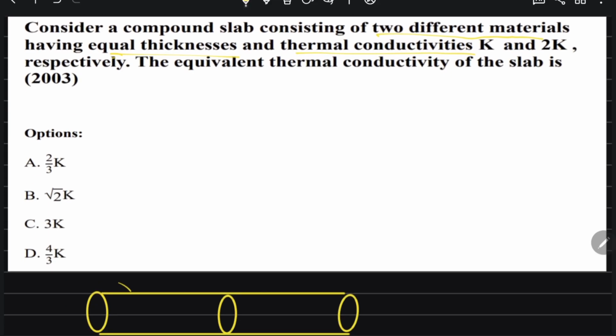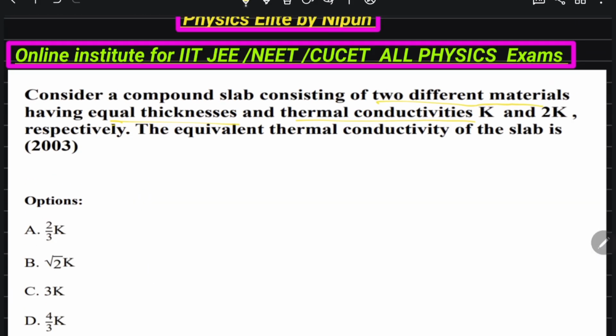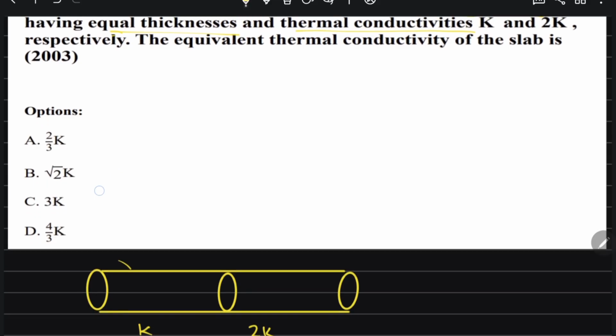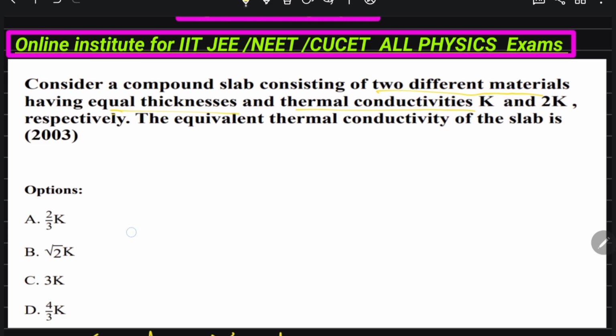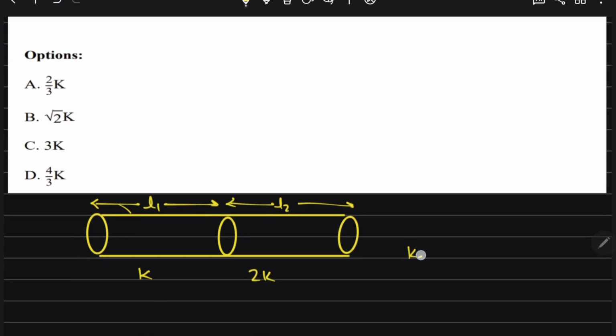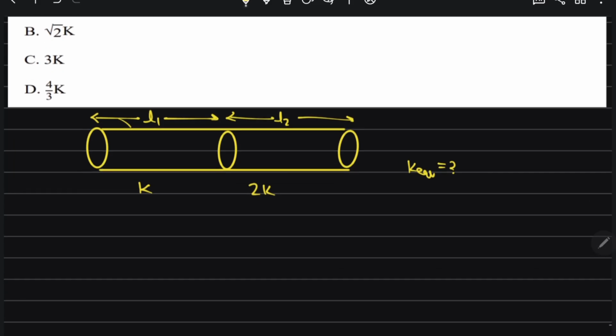Consider a compound slab consisting of two different materials having equal thickness and conductivity K and 2K respectively. Equal thickness means L1 is equal to L2. Then they are asking the equivalent conductivity, K equivalent. The equivalent thermal conductivity of this.